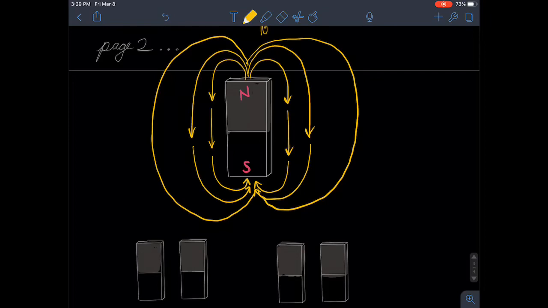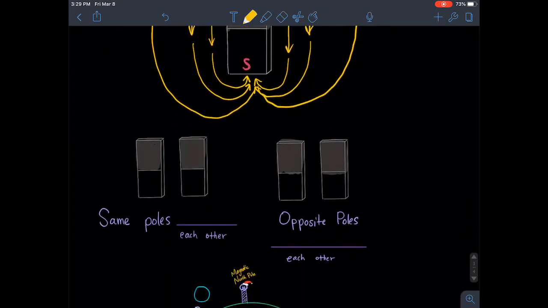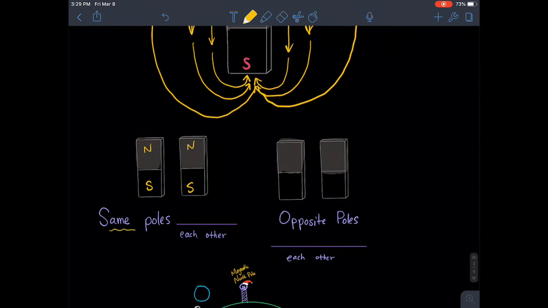Okay, well, we have this magnetic field happening around the magnet. And if we place two magnets next to each other here, and we have our north poles here at the top and our south poles here at the bottom, we have the same poles next to each other. And when you have the same poles next to each other, as you may have seen, or I'm sure you've played with magnets before, they repel each other. Same poles repel each other. So let's draw some arrows here above these magnets and show they're going to actually push apart from each other.